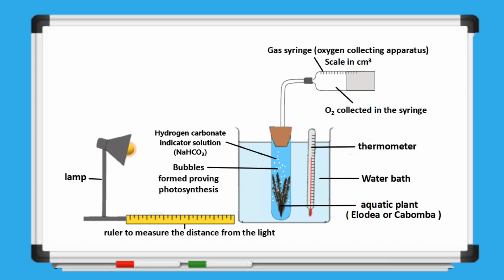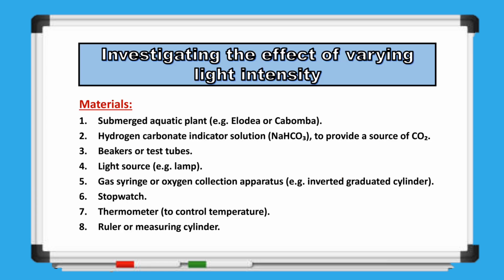A lamp will be used as the light source, and we will use a ruler to change and measure the distance between the lamp and the plant. This helps us control the light intensity. This setup will let us measure the effect of different light intensities on the rate of photosynthesis while keeping other conditions constant. So, next, moving on to the materials needed for this investigation.